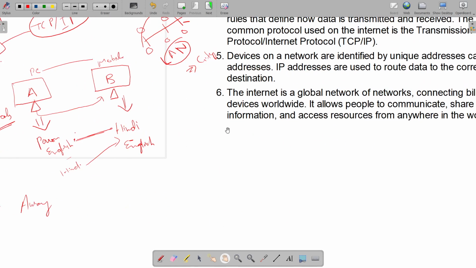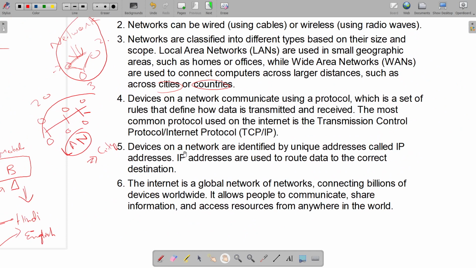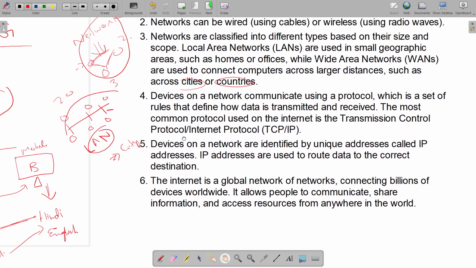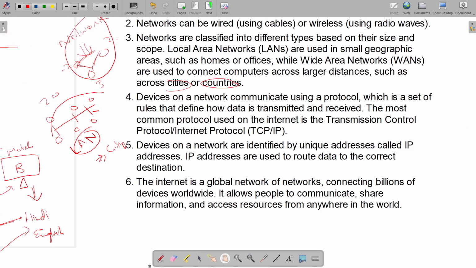And coming back to the theoretical topic, now you know how TCP/IP works. What are protocols? Protocols are basically rules that every device follows. Devices on the network are identified by unique addresses called IP addresses. What is an IP address? When a device is connected to the internet, it has an IP address allocated to it. Every device connected to the internet will have an IP address, because this is the starting point for a computer to connect with the rest of the devices.